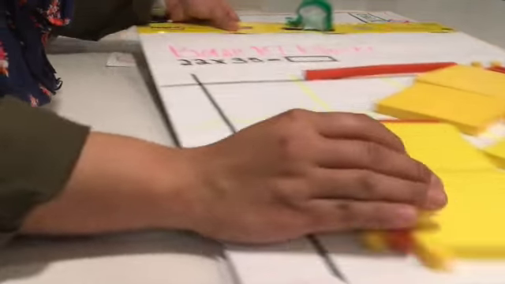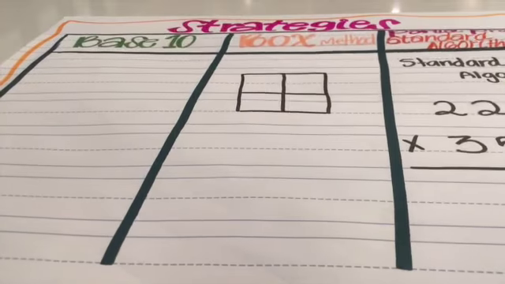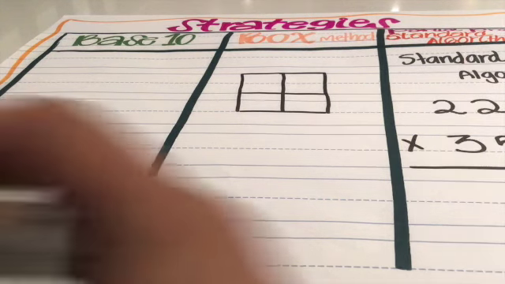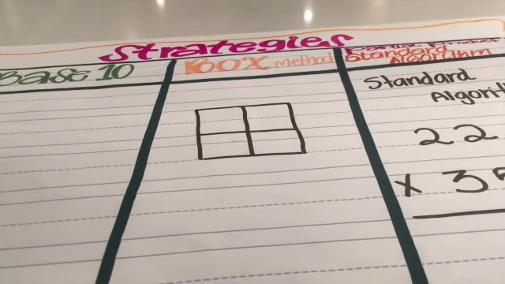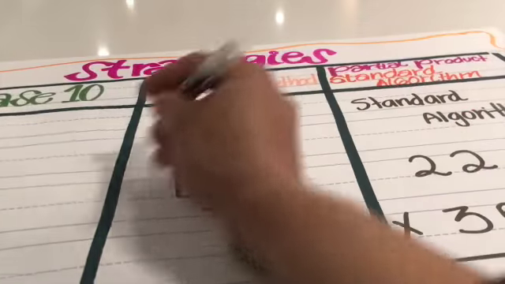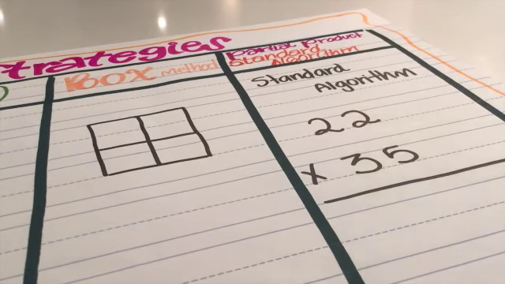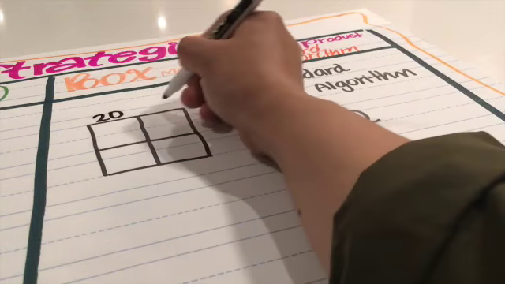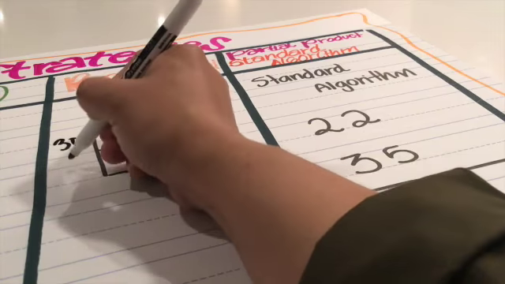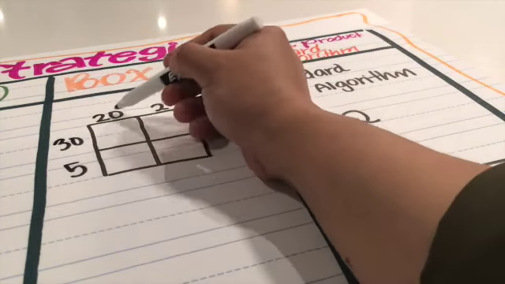Okay, so now the next strategy we're using is the box method. The box method is really easy because it is similar to the base ten model, but we are not using the concrete models. We're just representing the numbers. The way we can do this is to decompose the numbers. So let's start decomposing the number 22. We can do 20 and 2, and we decompose the number 35 as 30 and 5. And then we start multiplying across.